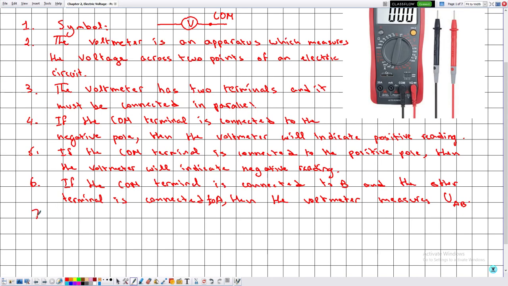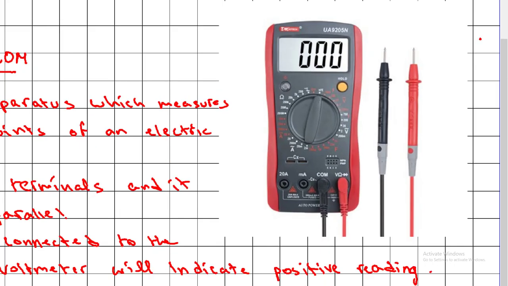Now, idea number 7, which is new: there are two types of voltmeter. The first one is the digital voltmeter. For example, the voltmeter shown in this document is said to be a digital voltmeter. The digital voltmeter measures the voltage by displaying a numerical value.